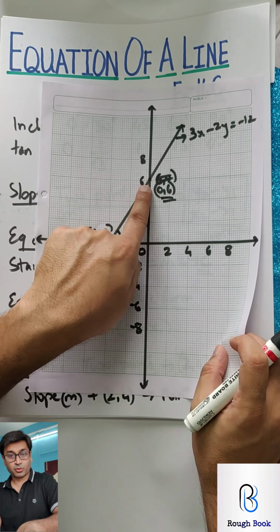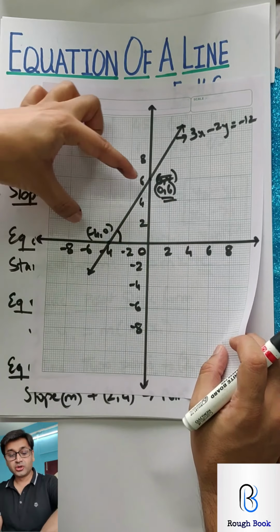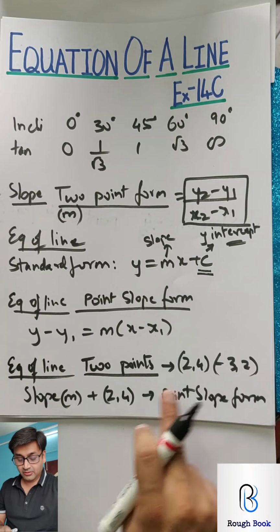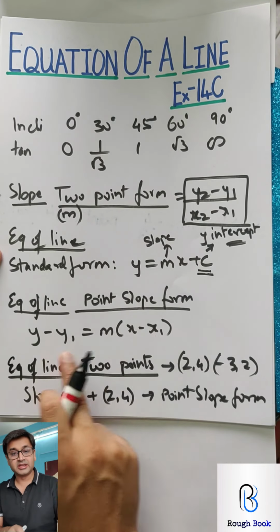If y-intercept is 6, what is the point? The point is (0, 6). So you can get 2 points. Once you get 2 points, find the slope. Take any one point and use the point-slope form and get the equation.